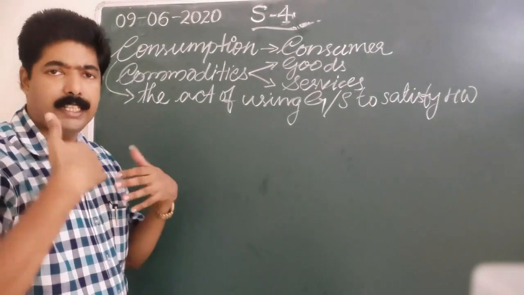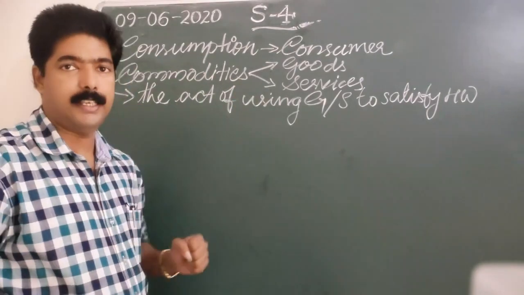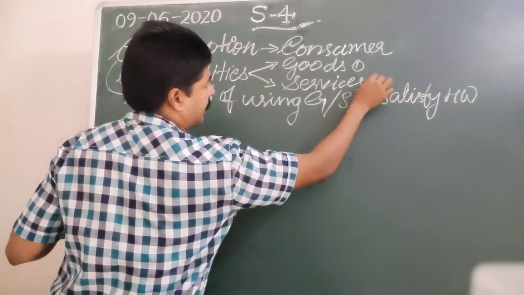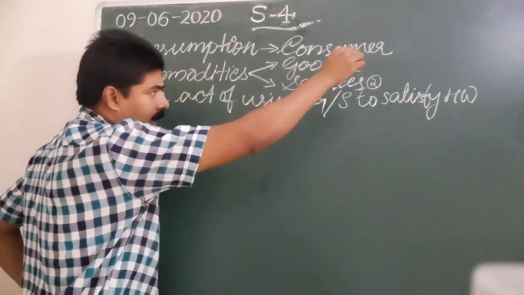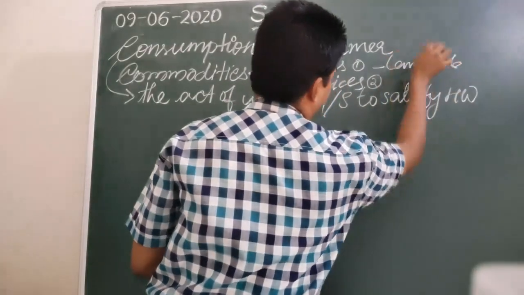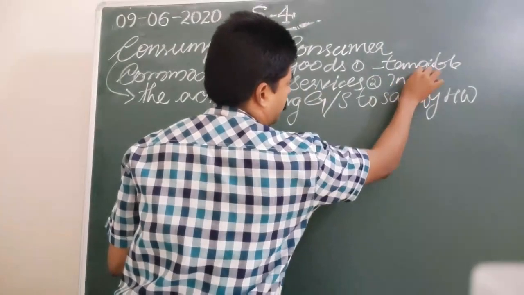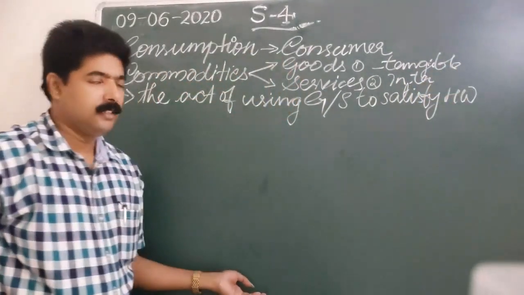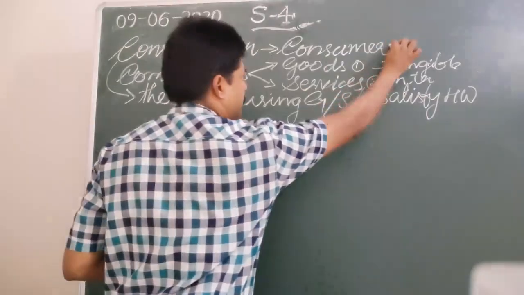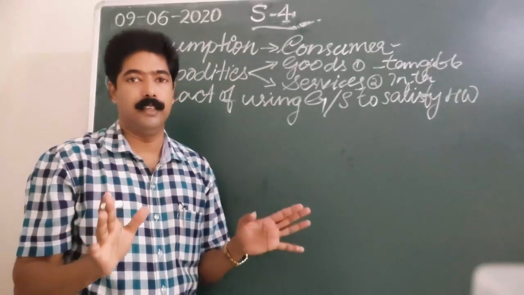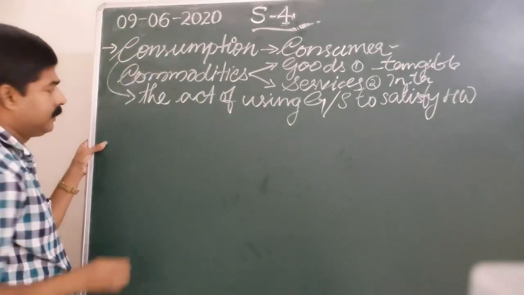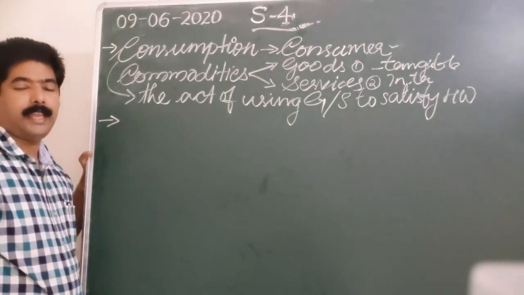In order to satisfy human wants, we need commodities. Commodities are of two categories: one, goods, and second, services. Goods are tangible in nature, and services are intangible. And one who uses these commodities is known as a consumer. Clear? Okay, then we move to the next concept. The first concept is consumption. Now the second one we will see is sustainable consumption.